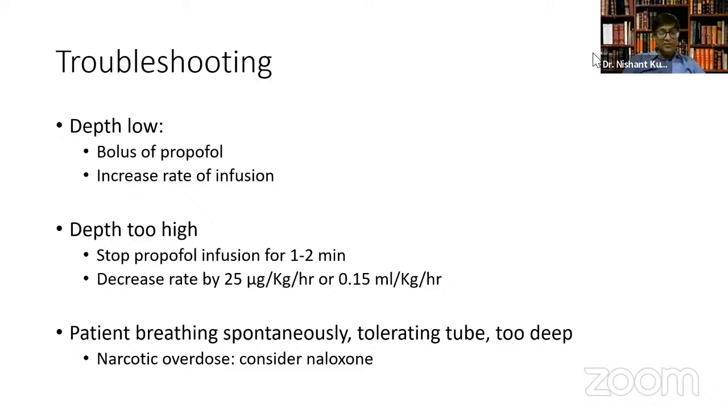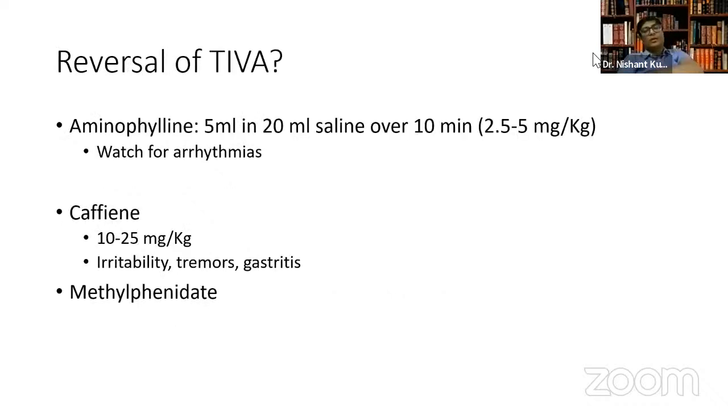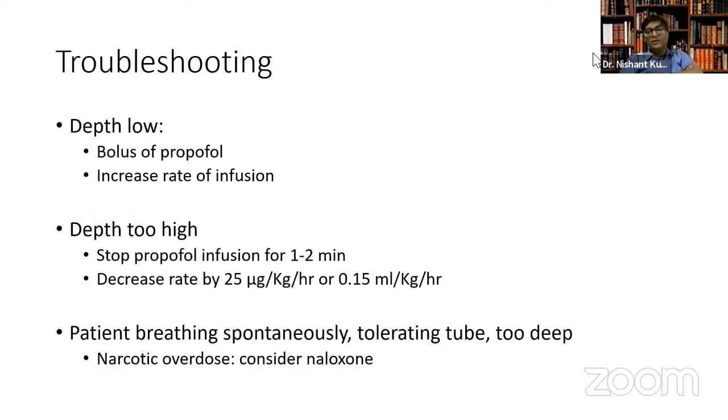Now, at the end of the surgery, if the patient is breathing spontaneously, tolerating the tube, but is simply too deep, most likely it is narcotic overdose. If you have used opioid, you can give naloxone, and the patient will wake up like this. Now, we know that neuromuscular blocks can be reversed by neostigmine or sugammadex and others. Can we actually reverse TIVA? Can we reverse propofol? Opioids, yes, we can use naloxone.